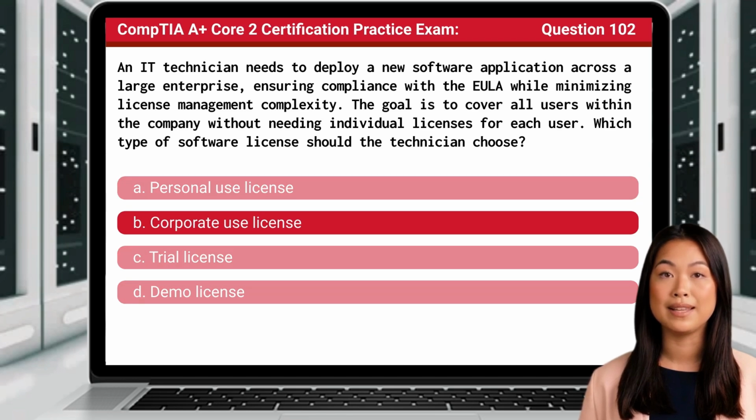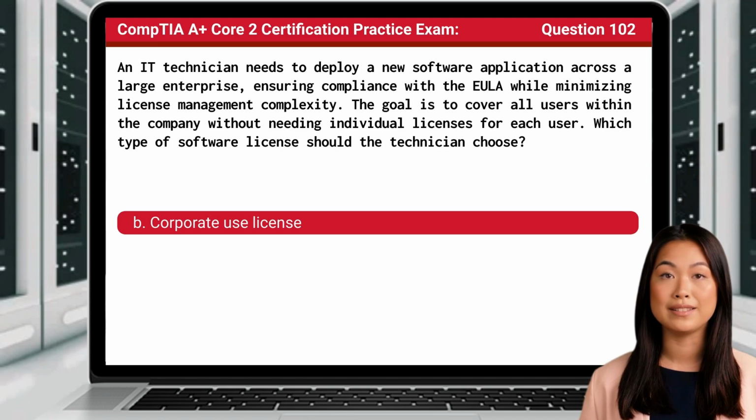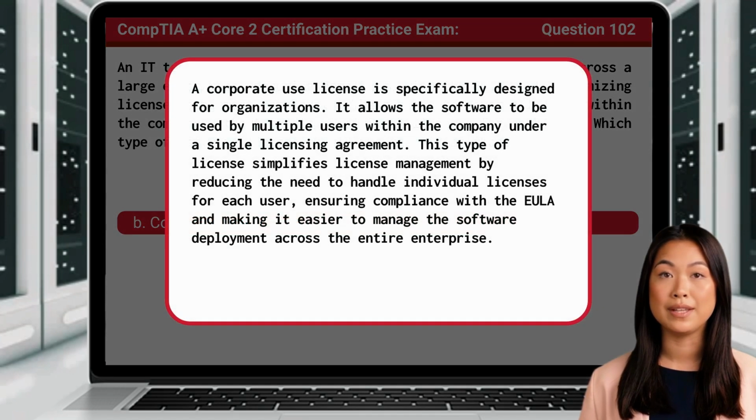The answer is B. Corporate Use License. A corporate use license is specifically designed for organizations. It allows the software to be used by multiple users within the company under a single licensing agreement. This type of license simplifies license management by reducing the need to handle individual licenses for each user, ensuring compliance with the EU law and making it easier to manage the software deployment across the entire enterprise.